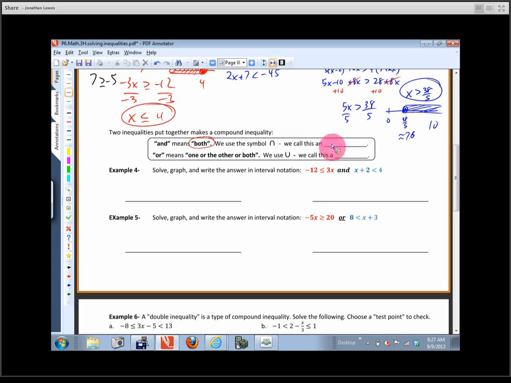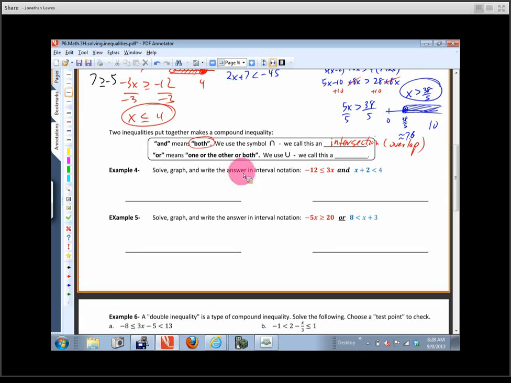Does anybody know what we call that? Anybody seen that before? Ringing a bell at all? Okay, a couple of you, I see some shaking heads. It's called an intersection. In other words, it's an overlap. That's what we're talking about. So if we use the word and, it means both, and it's an intersection, or where the two inequalities overlap.